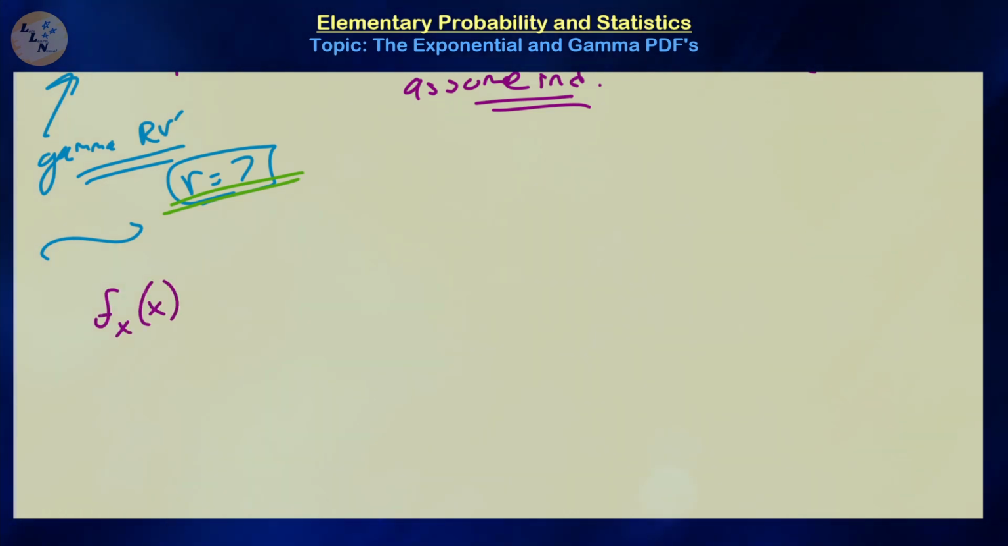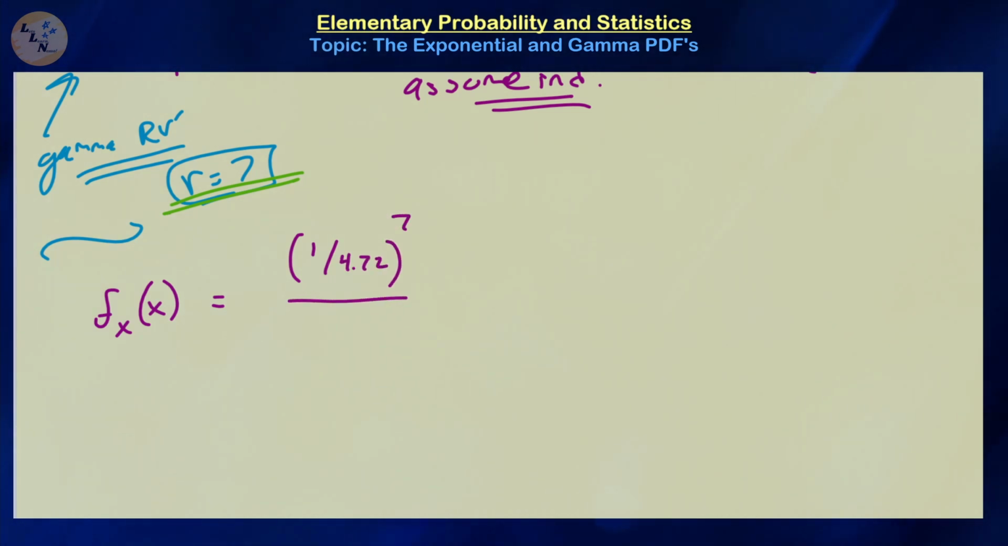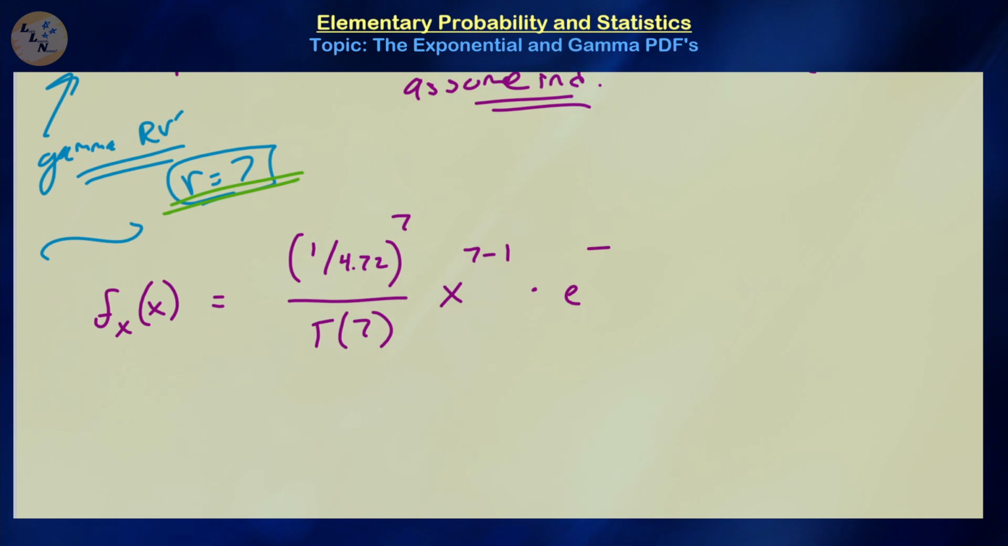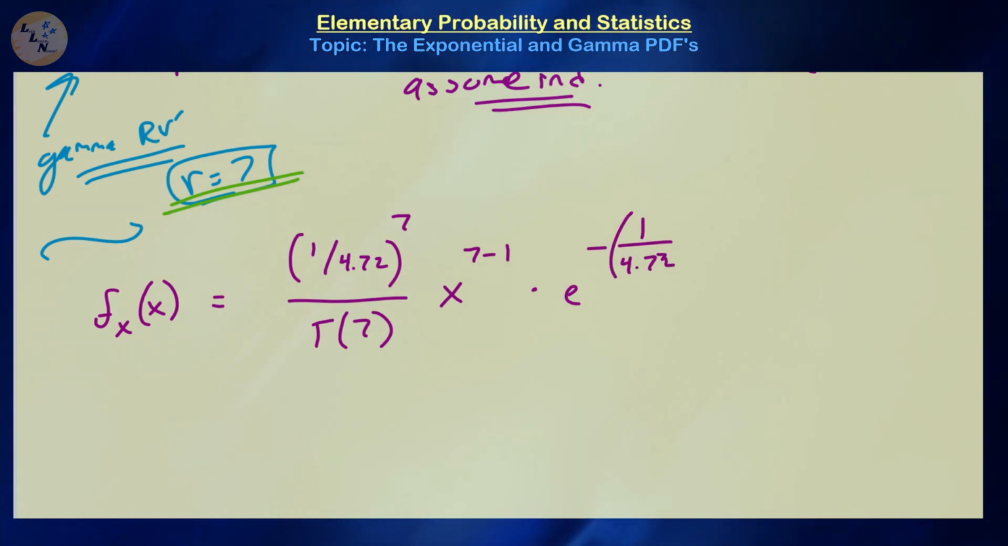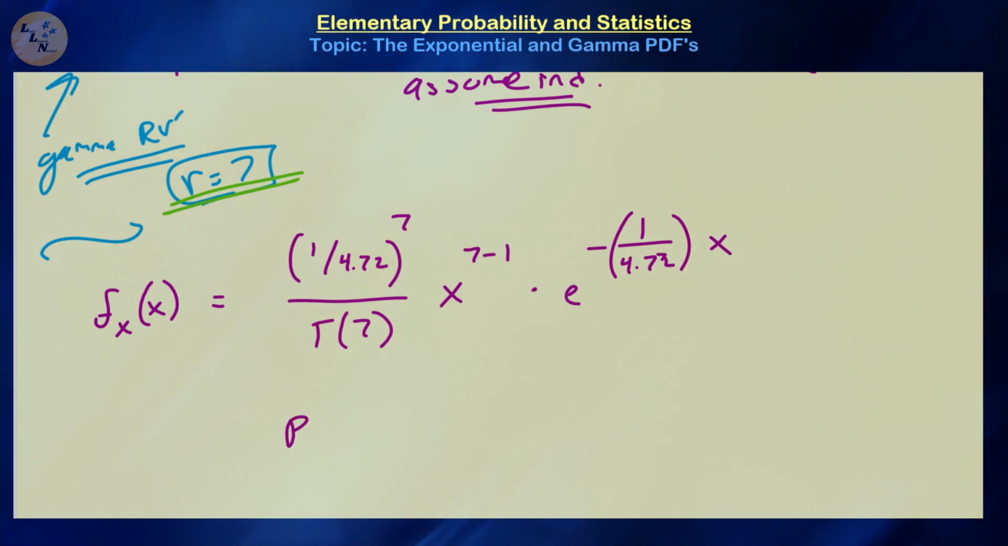So the gamma distribution for this is going to be equal to lambda, 1 over 4.72, to the power of r, all over gamma of r, and then x to the r minus 1 times e to the minus 1 over 4.72, so that's lambda x. And if this is the case, then the probability that this random variable, I think I used t before, so let's just change that to t. All right, so that's our total amount of time.